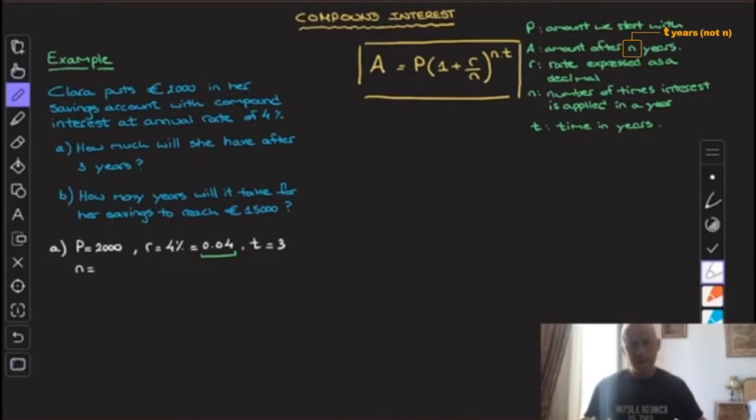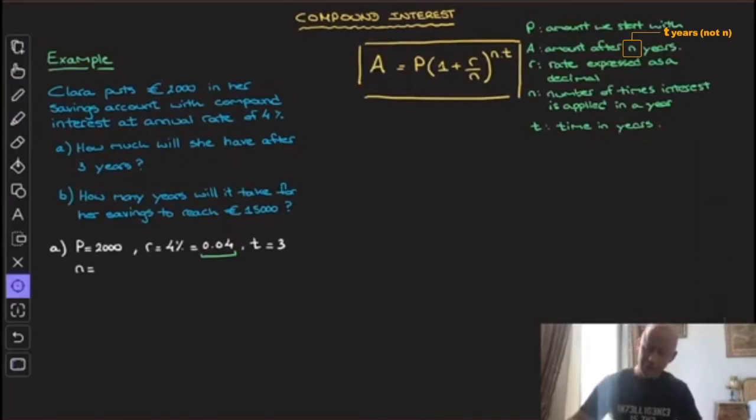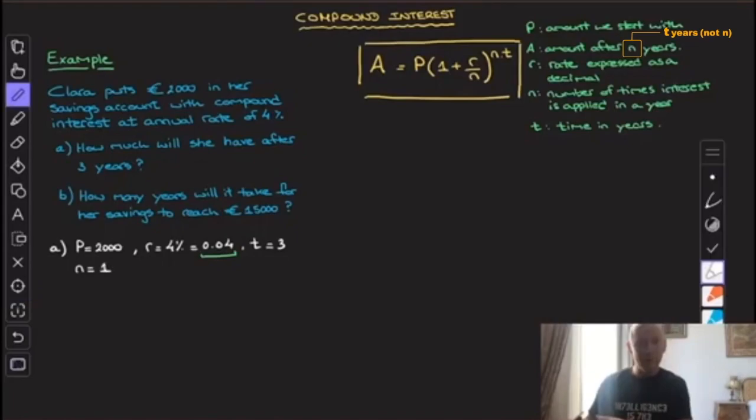N. Well, let's see. N, like I said in the description at the top here, N is the number of times interest is applied in a year. Well, to make things simple for this first example, I haven't specified much at all. I've just said there's an annual rate of 4%. When that happens, you can go right ahead and assume, okay, this interest is applied once a year. So let's say she opened up her account in April, then at the end of April next year, interest will be applied to her savings, okay? That's the idea. And I want to say in the real world.